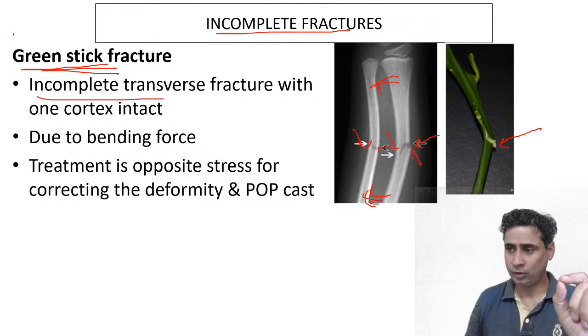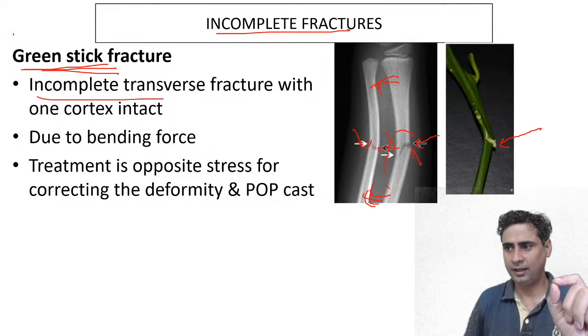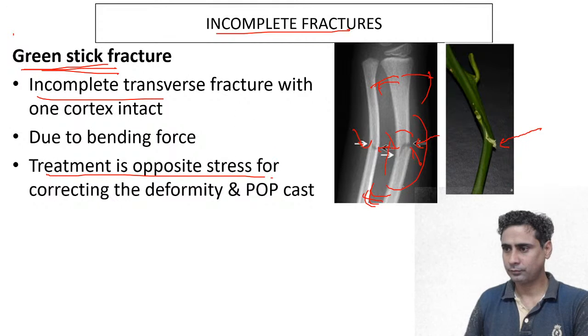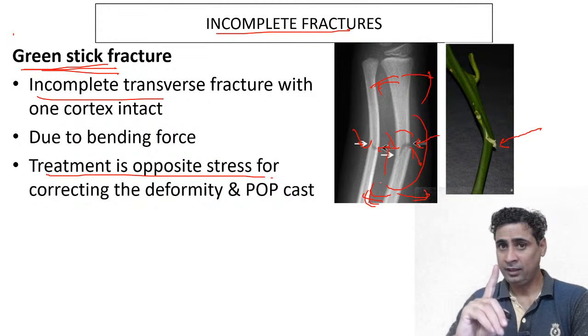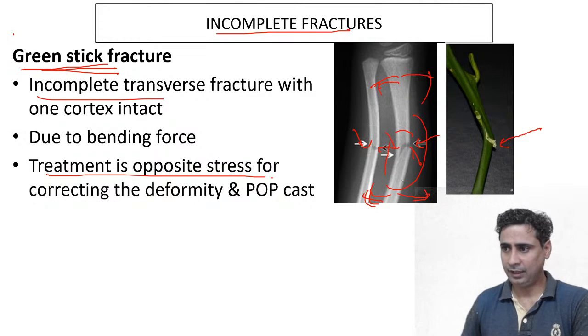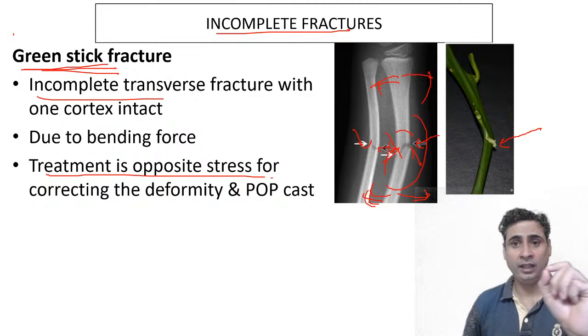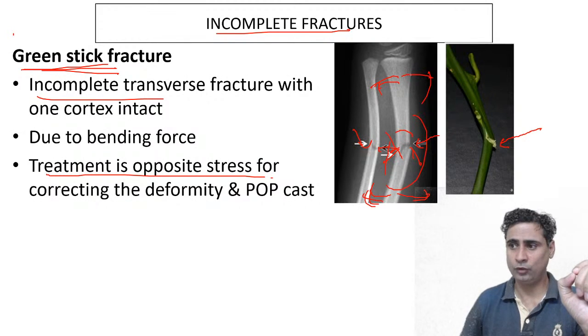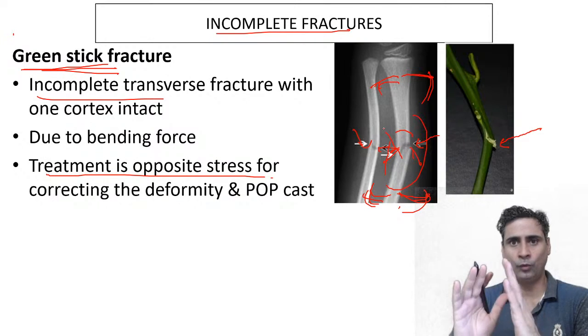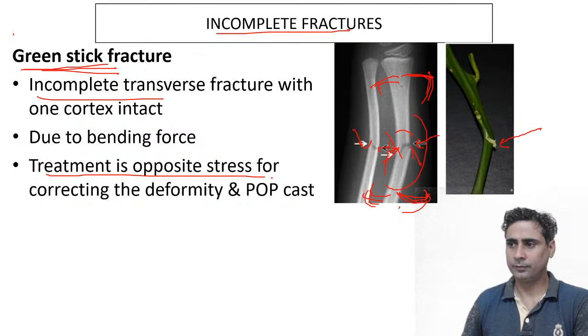Now an important thing to remember, it will be in the shaft area, the diaphyseal area. Treatment is just to give opposite stress. You straighten the bone and give a cast. Okay, remember in some textbooks they have said to complete the fracture and then give a cast. No, the intact area will act as a hinge and stabilizing force if you correct the deformity and give the cast. Some textbooks say complete the fracture then align it. No, correct the deformity, give the cast. So this is the first incomplete fracture.